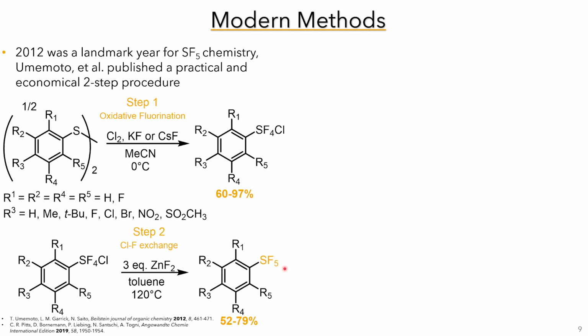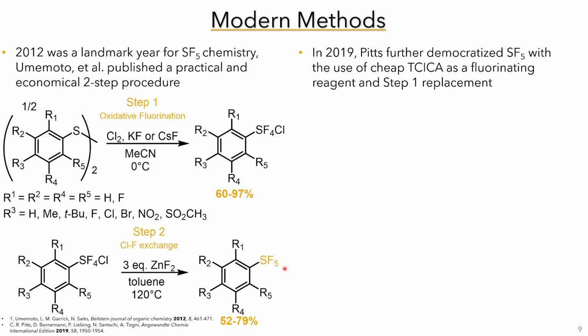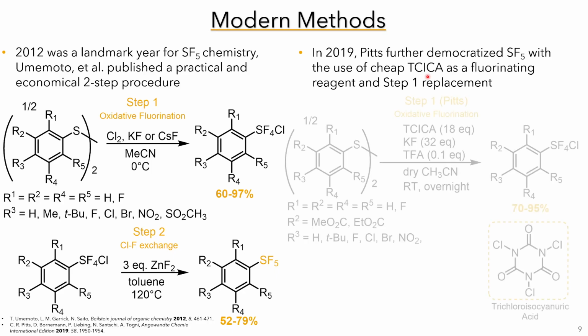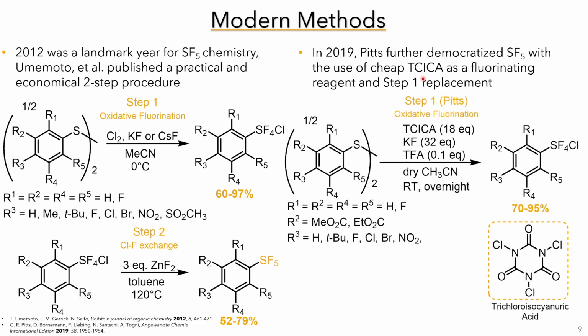Some additional improvements were made even recently to this already revolutionary work with the 2019 publication, where the Pitts group further democratized SF5 with the use of the cheap oxidizing acid here. So this trichloroisocyanuric acid, TCICA, was used instead of chlorine gas. And although high equivalents of the acid were needed, this is produced on an industrial scale. It's actually a cheap pool cleaner. And they could obtain the step 1 product, the tetrafluorosulfonyl chloride, via this route.